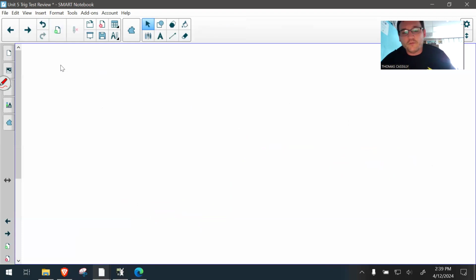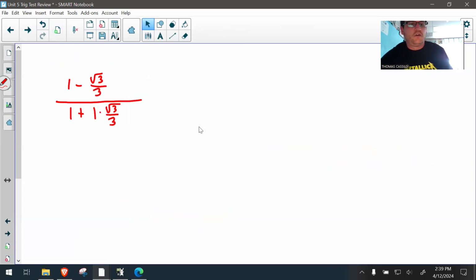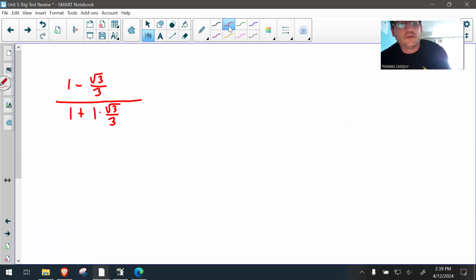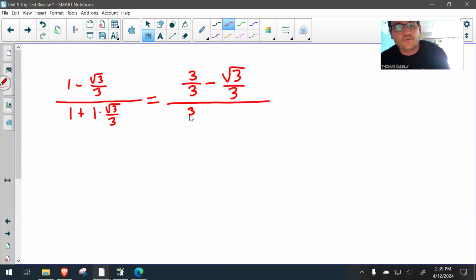All right. Now, from here, what can we do? I'm going to clean this up just a little bit here. On top, I'm going to call this 3 over 3. I'm going to get a common denominator on top. So you have 3 over 3 minus the square root of 3 over 3. That's just your top fraction. And then on bottom, you have 3 over 3 plus square root of 3 over 3.